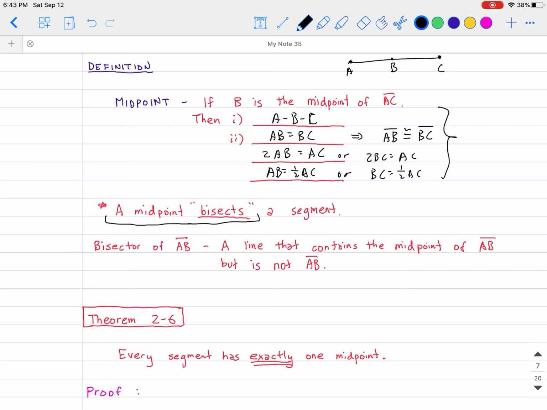A midpoint bisects a segment. So what that means is that point B is going to cut that segment AC in half, and that's why we have equal length. So that's what it means to bisect then. It's to cut it in half.